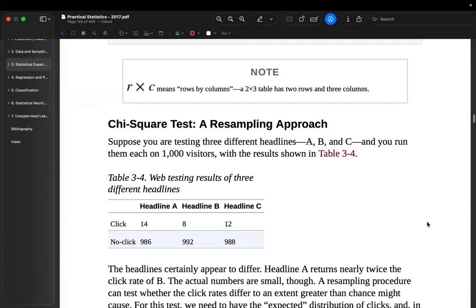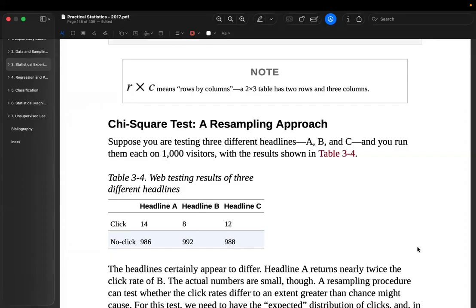Suppose you're testing three different headlines, A, B and C, and you run them each on 1,000 visitors with the results shown here. So we have headline A, headline B, headline C, each with 1,000 visitors. Out of these 1,000, 14 clicked on headline A, and the remaining 986 didn't. Likewise, out of 1,000, 8 clicked on headline B, and the remaining 992 did not click. Same thing for the others.